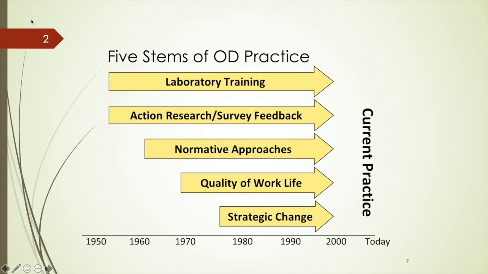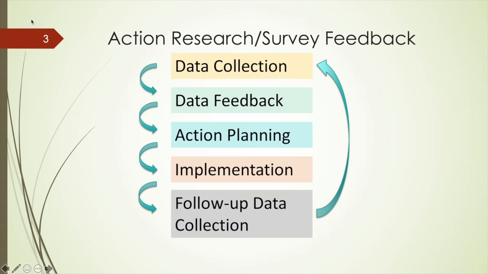a little more stringently. And then we came to action research and using survey feedback. From there, we went to normative approaches, then quality of work life, and then strategic change. So the subsequent slides will talk about each one of these. Now, what is action research?